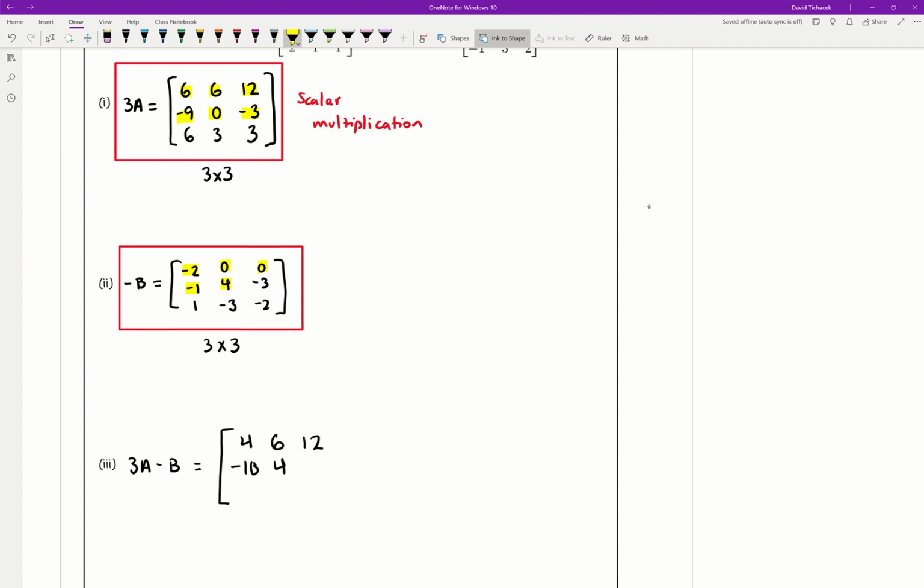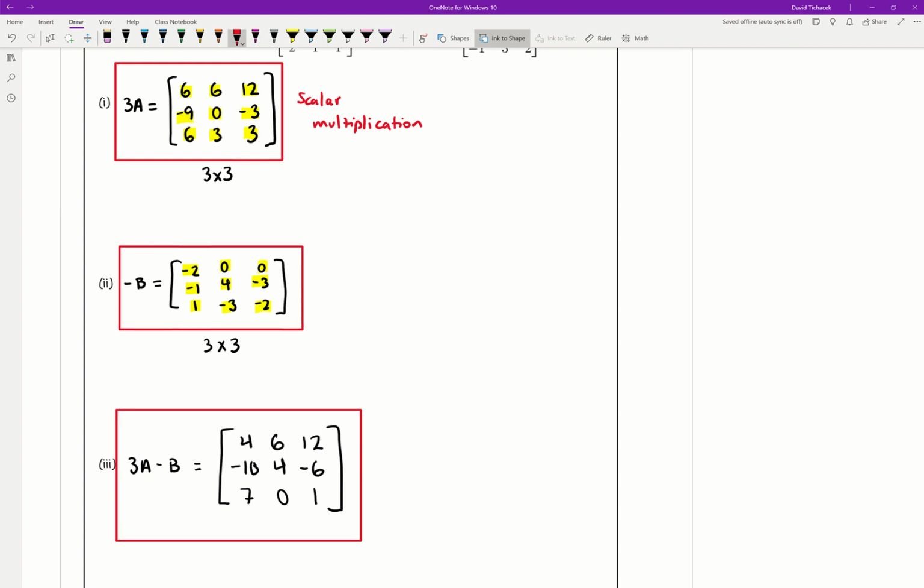Next one up, we have negative 3 plus negative 3, which gives you negative 6. Next up, we have 6 plus 1, which gives you 7. And then 3 plus negative 3 is 0, and 3 plus negative 2 is 1. So just adding up all the corresponding entries of the previous two matrices allows us to figure out the result of 3A minus B.